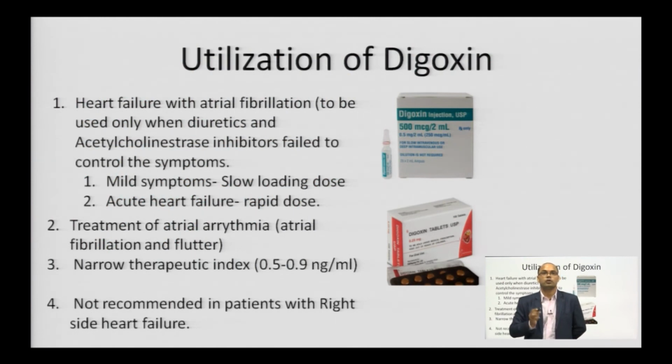If we talk about the utilization of digoxin, we have seen that it is used for cardiac diseases, for heart failure, and for treatment of arrhythmias, atrial fibrillation or flutter. It has a narrow therapeutic index, but it is not recommended in patients with right side heart failure. So, we can use digoxin for treatment of heart failure and atrial fibrillation, to be used only when the diuretics and ACE inhibitors have failed to control the symptoms. So, this is the medicinal use of digoxin.